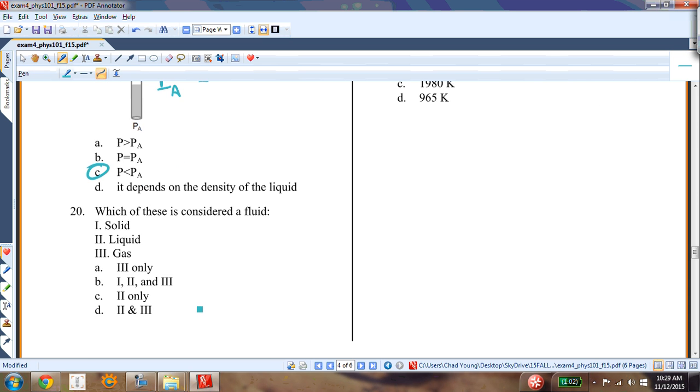Which of these is considered a fluid? A fluid is anything that flows. 2 and 3. D.